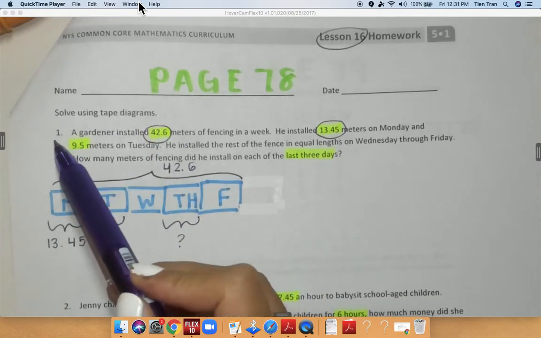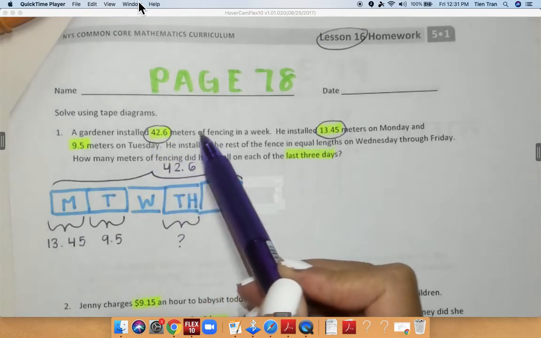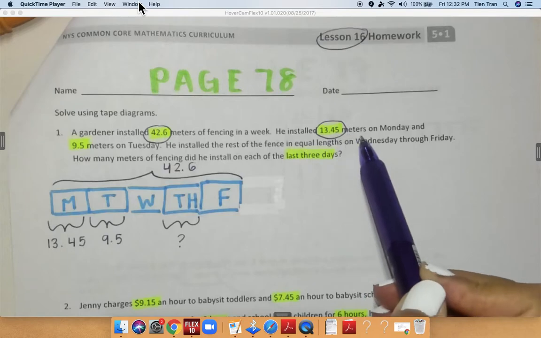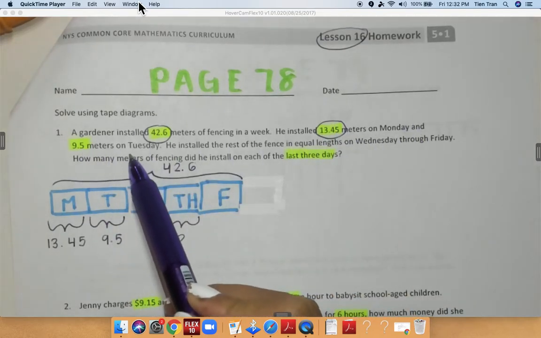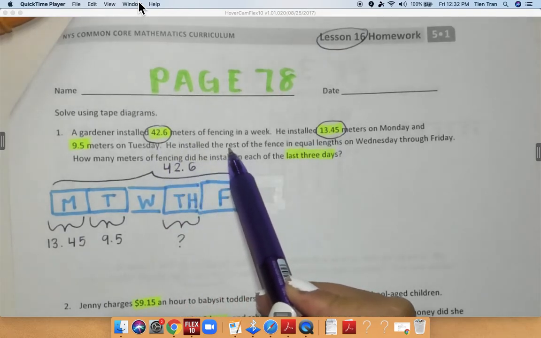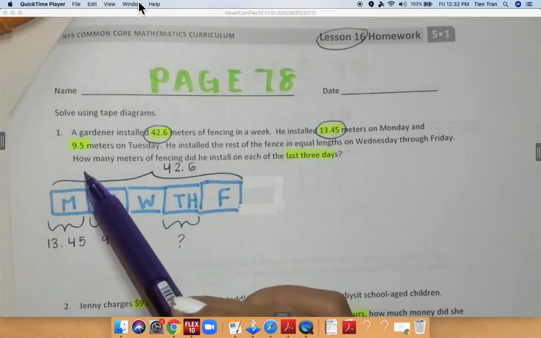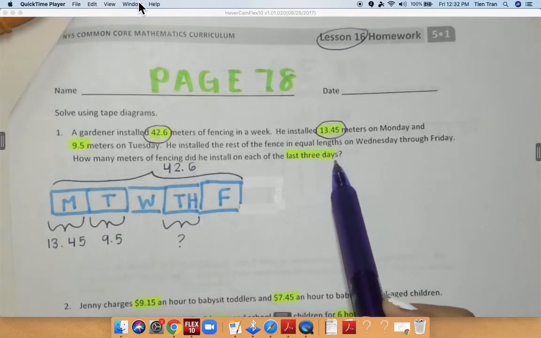So problem number 1 says, a gardener installed 42.6 meters of fencing in a week. He installed 13.45 meters on Monday and 9.5 meters on Tuesday. He installed the rest of the fence in equal lengths on Wednesday through Friday. How many meters of fencing did he install on each of the last 3 days?